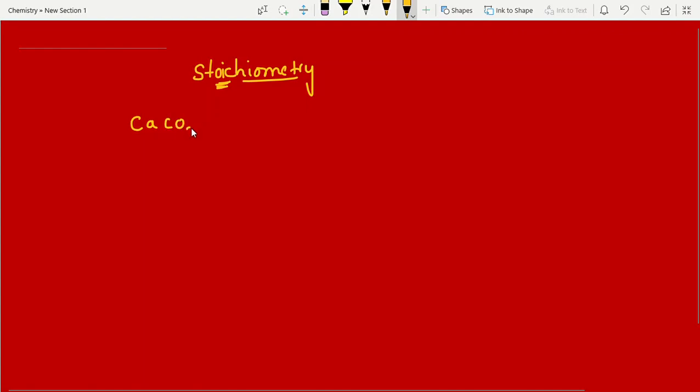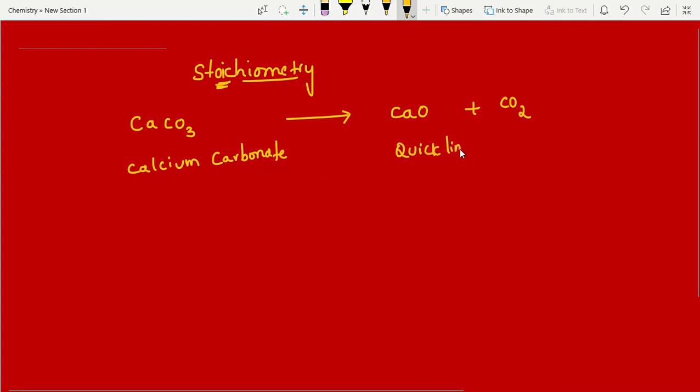Calcium carbonate on decomposition. What will you get? Calcium oxide plus carbon dioxide. You have to write names also. Sometimes they will give names. This is carbon dioxide gas, we all know. Next, this is one of the questions.